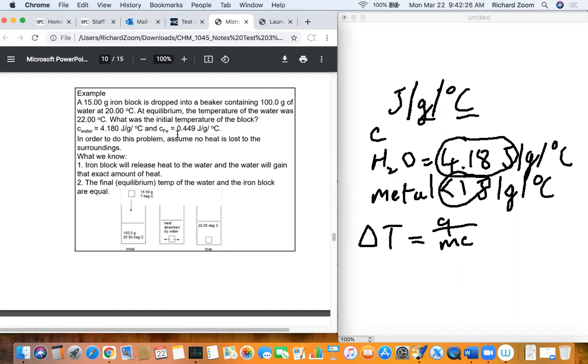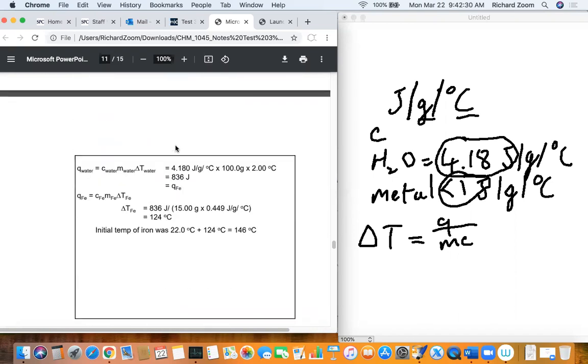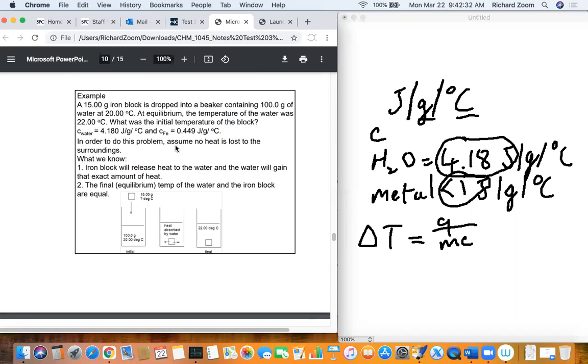Okay. So how do we deal with this kind of problem then? Well, when we're looking at this kind of problem, we've got to figure out what we have to find first. And in this instance, we're looking for the initial temperature of the block, which is here. So we can't really start with the iron or anything to do with the iron. We've got to start with the water first.